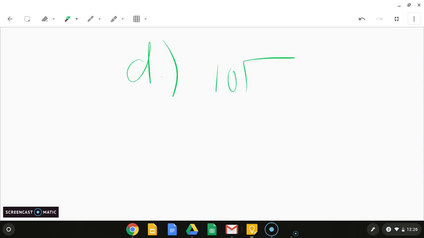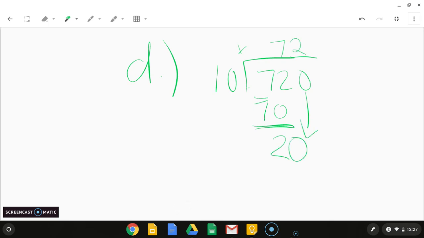We have 720 divided by 10. 10 cannot go into 7, but it can go into 72 7 times. So 7 times 10 is 70. We subtract, we get 2. We bring down our 0. 10 can go into 20 2 times. 2 times 10 is exactly 20. 20 minus 20 gives us 0. So we have no remainder.